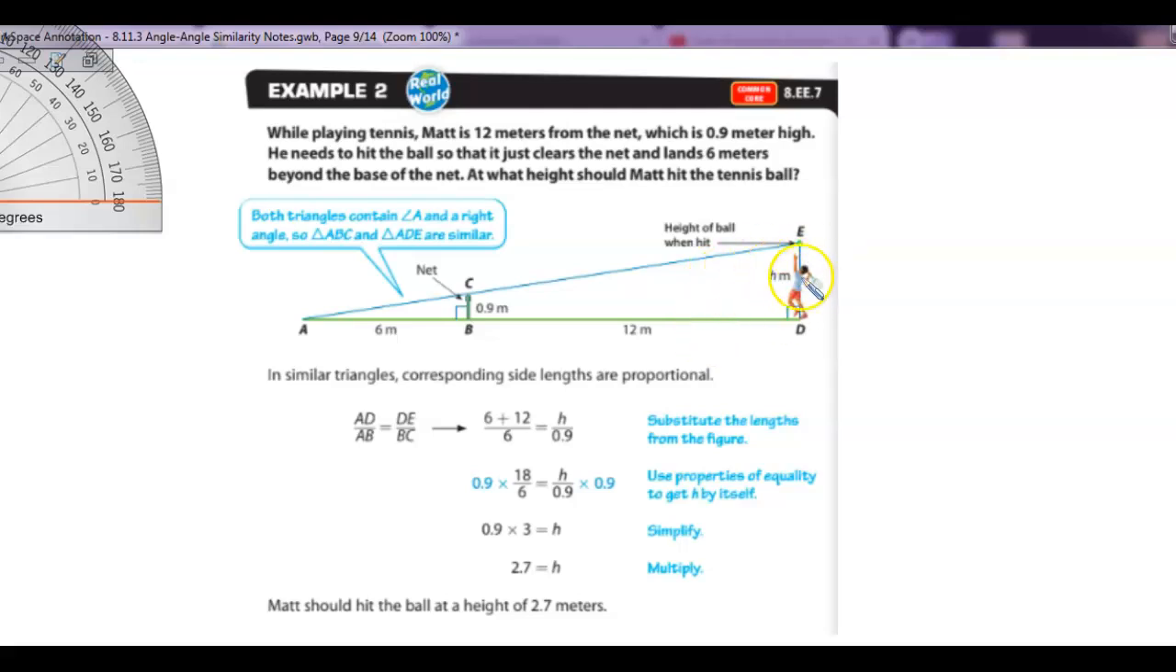So here's Matt, and he has 12 meters from the net, and then there's an additional 6 meters here. So from A to D, the length is 18 meters. And we know that he is a certain height. Both triangles contain angle A. So you see this triangle here. So we have this triangle.